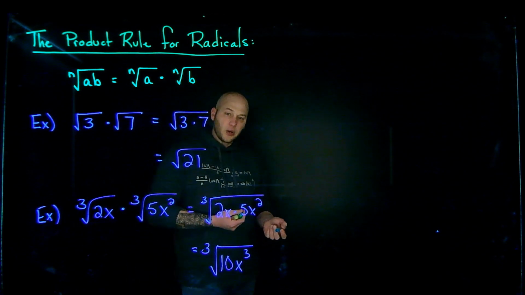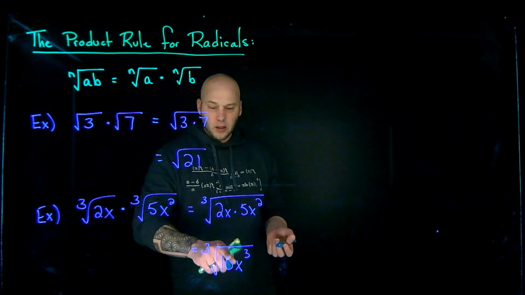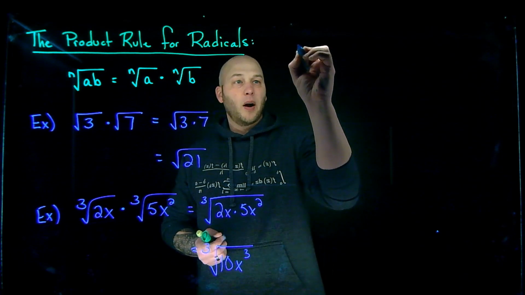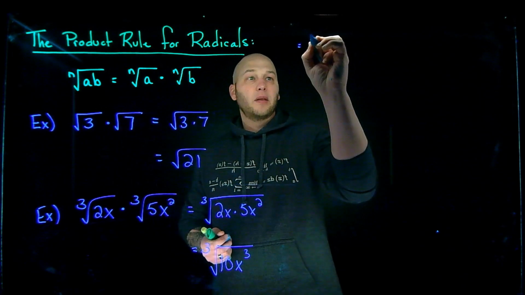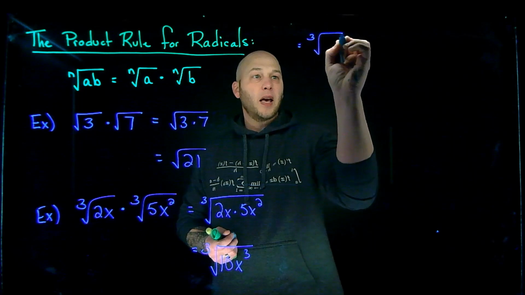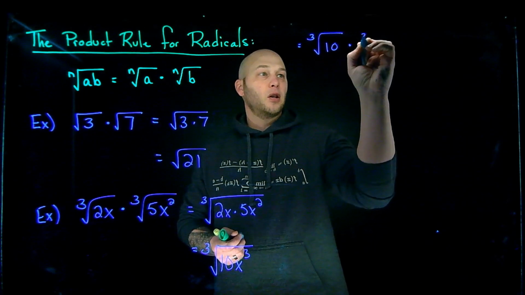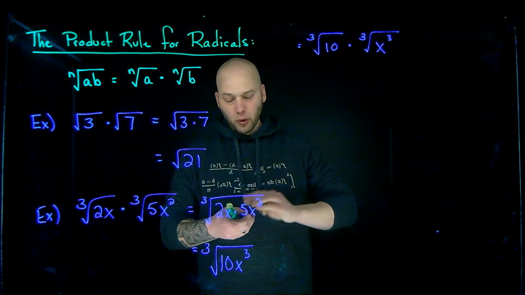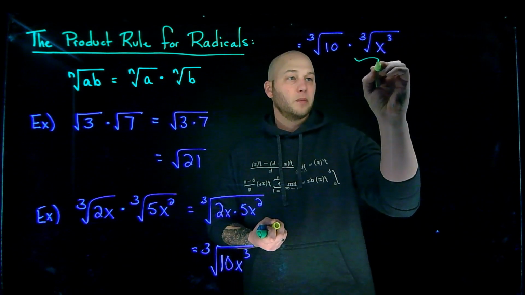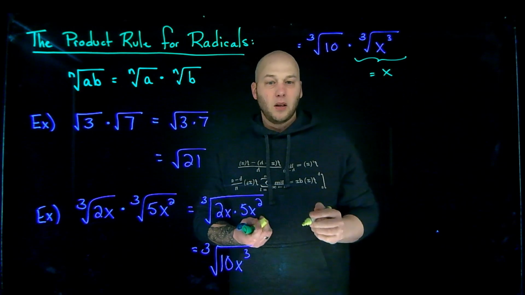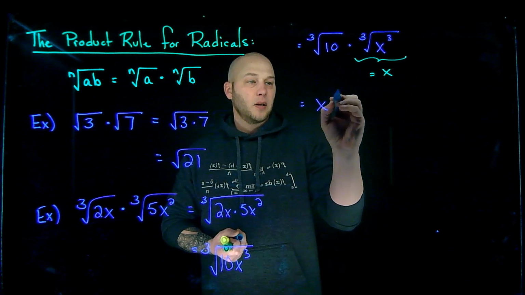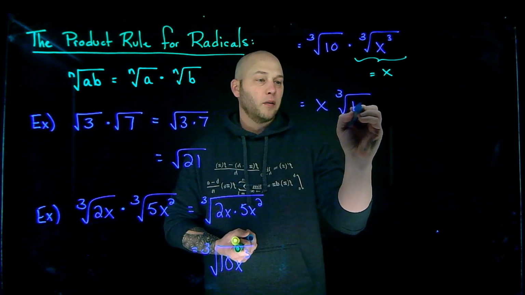Notice then I can actually simplify this a little bit further, because this radicand has a perfect cube. And I can use the product rule again to write this as the cube root of 10 times the cube root of x cubed. And of course, the cube root of x cubed is equal to x. That means this becomes x times the cube root of 10.